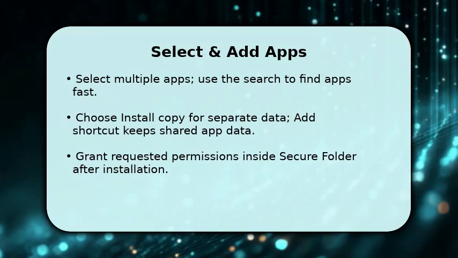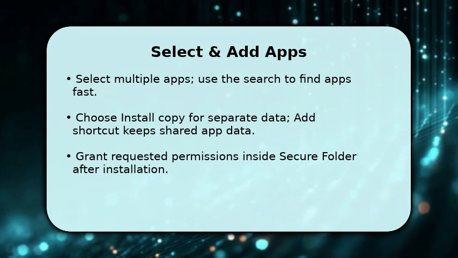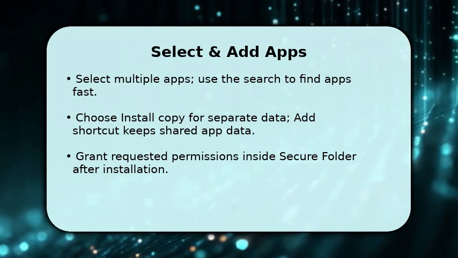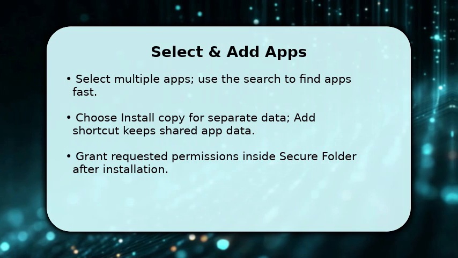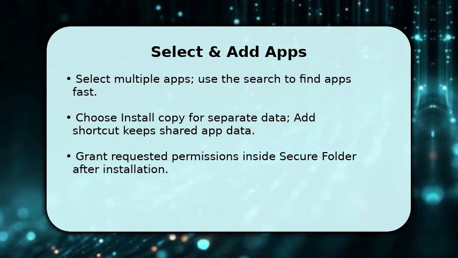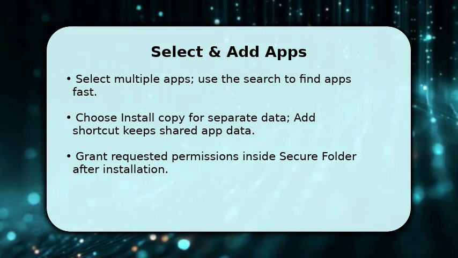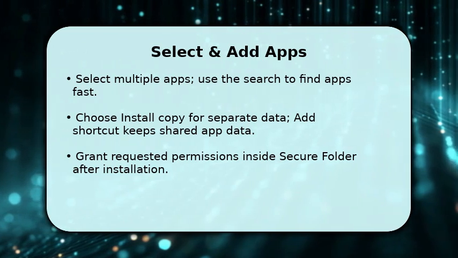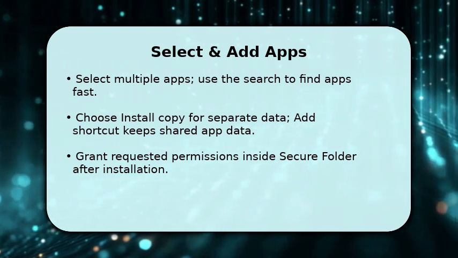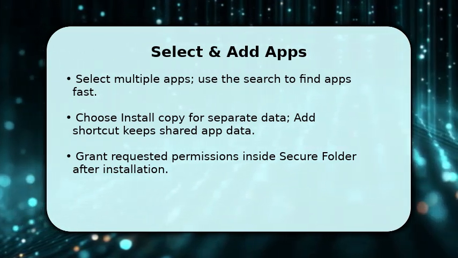With the list visible, select one or more apps and press Add. You can use the search box to speed selection. If you pick Install Copy, the system creates an isolated instance with separate data. If you pick Add Shortcut, the app points to the main install but stays hidden behind Secure Folder.